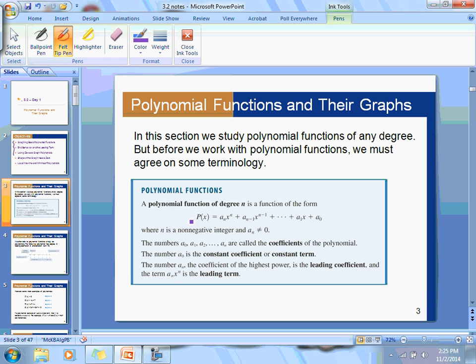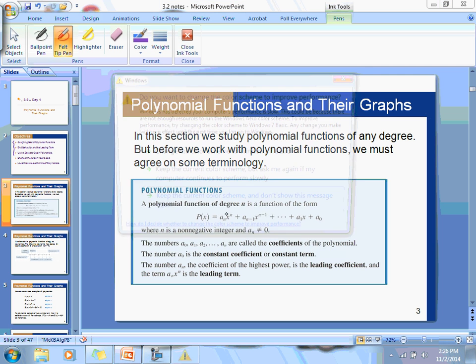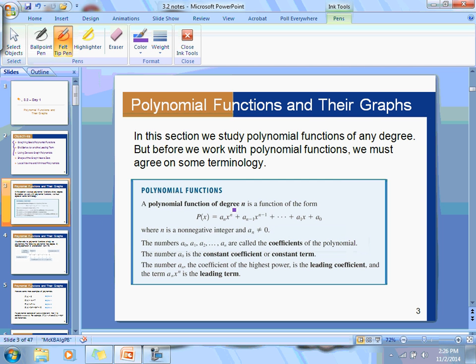But remember that the a sub n and the a sub n minus 1, etc., are all going to be our coefficients. The constant coefficient is the a sub 0 that's added on at the end. The leading coefficient is going to be the a sub n in the front. And then your leading term is going to be the a sub n times x to the nth. And your degree is actually going to be the n on this x to the nth as well. That'll be the degree of your polynomial.